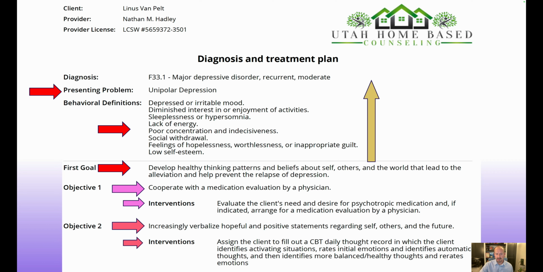The intervention then in this case will be to assign the client to fill out a CBT daily thought record in which they identify activating situations, initial emotions, identify automatic thoughts, and then identify balanced, healthy thoughts and re-rate the emotions. So that's going to be the intervention. So the objective is somewhat a broad statement that talks about, you want to increase hopeful and positive statements. The intervention is how you're going to have the client carry that out. What are they actually going to be doing?